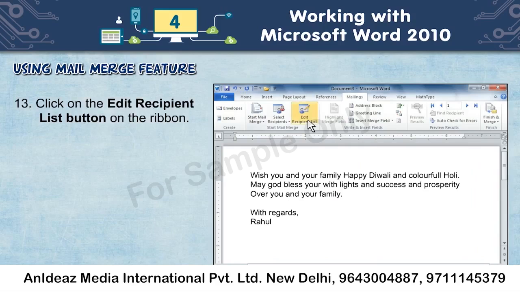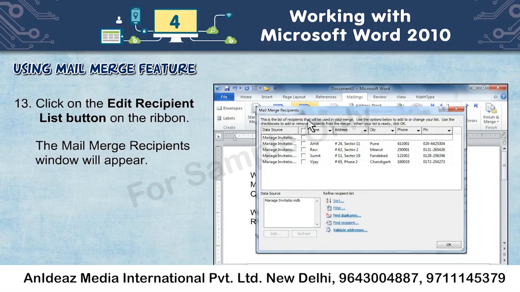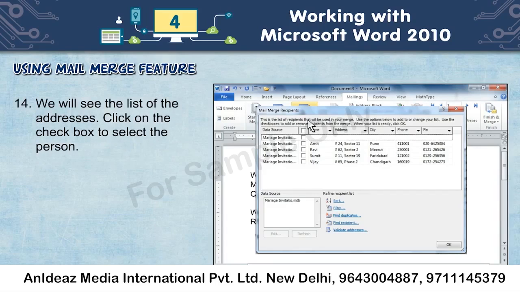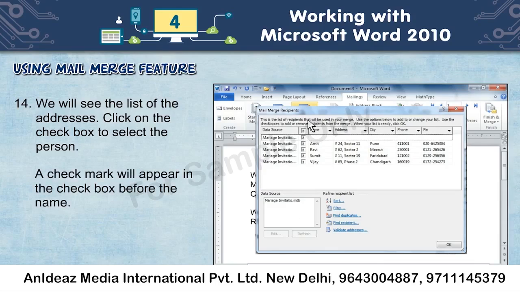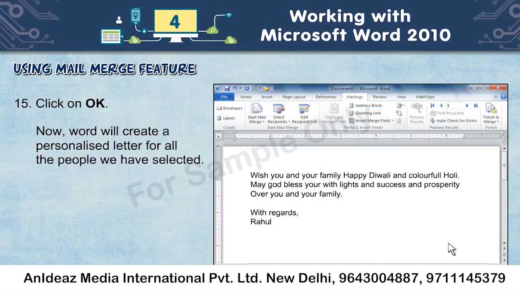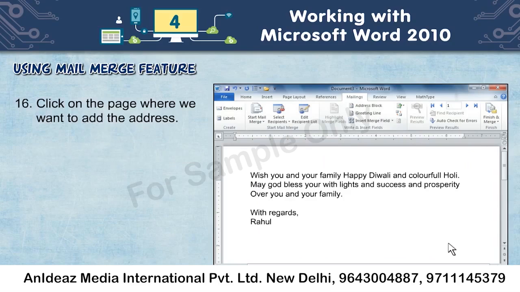Click on the Edit Recipient List button on the ribbon. The Mail Merge Recipients window will appear. We will see the list of the addresses. Click on the check box to select the person. A check mark will appear in the check box before the name. Click on OK. Now, Word will create a personalized letter for all the people we have selected.